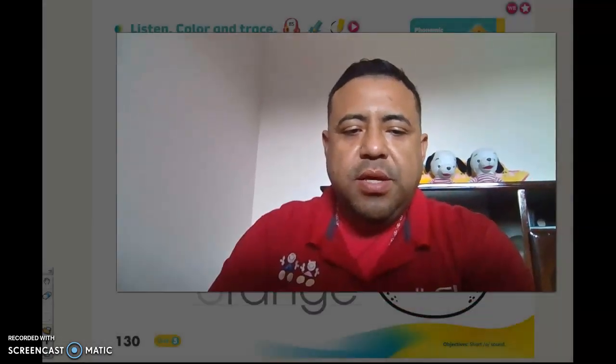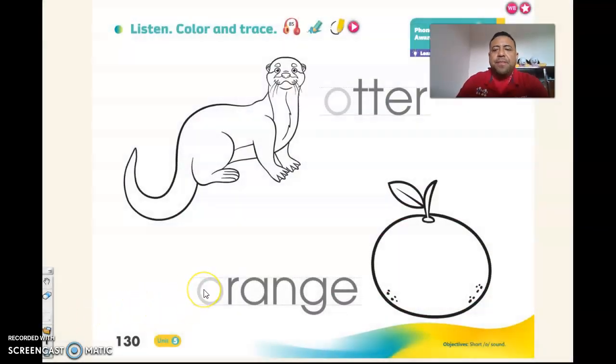Hello guys, today we work with page 130, and we have the letter O, and we have this little fella, otter, okay? We need to trace the letter O, and then we need to trace the whole word otter.